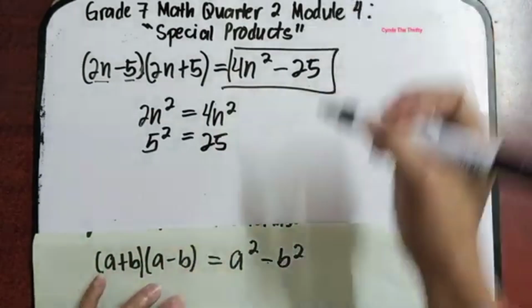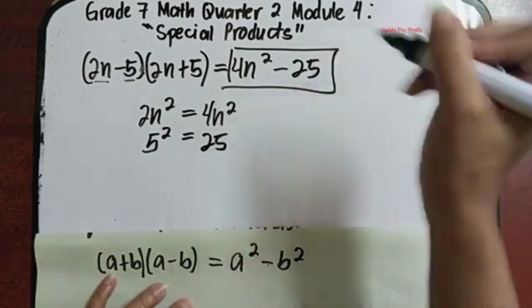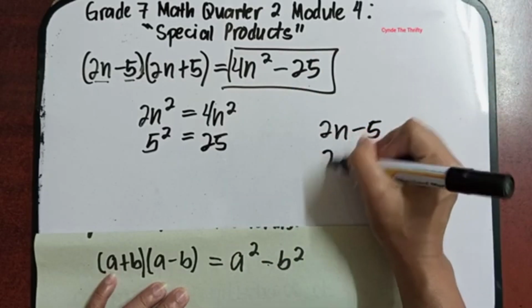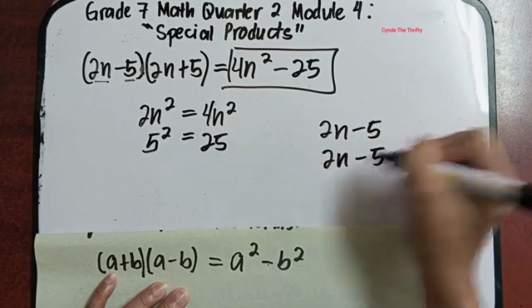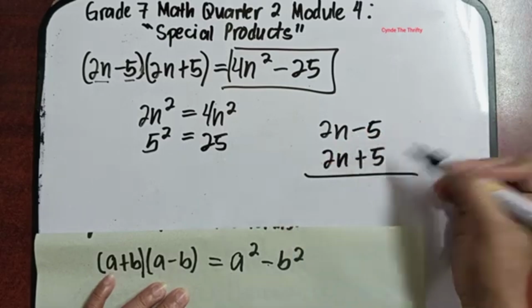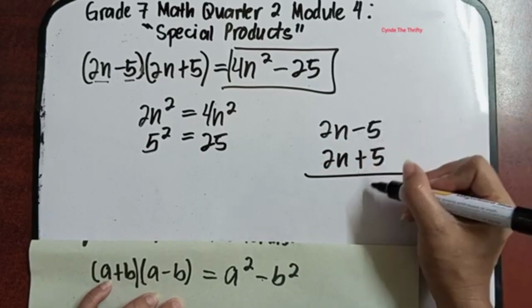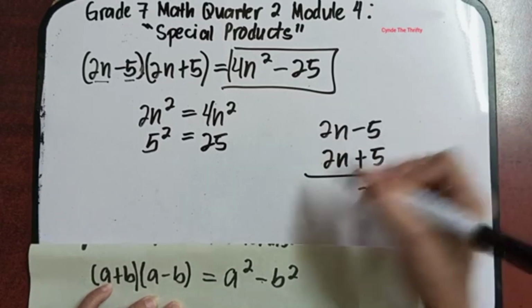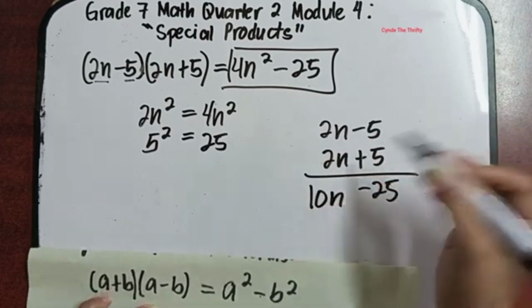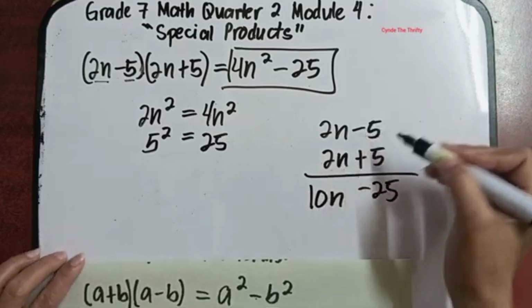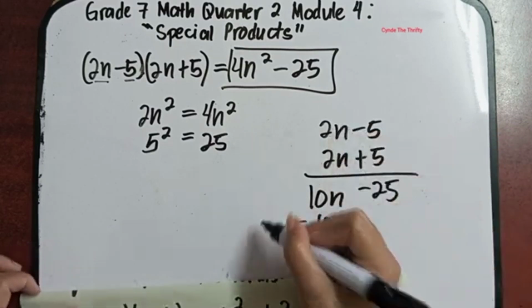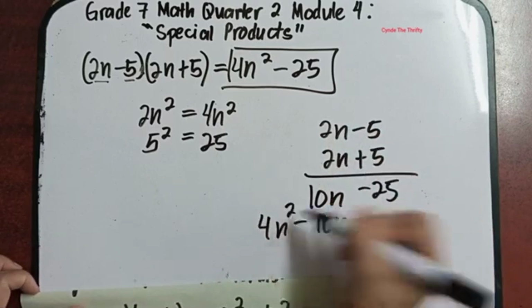Kung alam mo yung special product, at kung hindi mo alam, syempre i-multiply mo talaga siya ng ganito. So 2n minus 5 at 2n plus 5. Okay, so positive 5 times negative 5 is equal to negative 25. Positive 5 times 2n is equal to 10n. And then 2n times negative 5 is equal to negative 10n. And then 2n times 2n is equal to 4n squared.